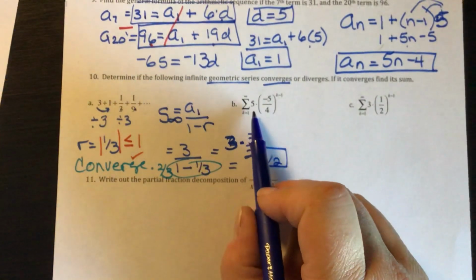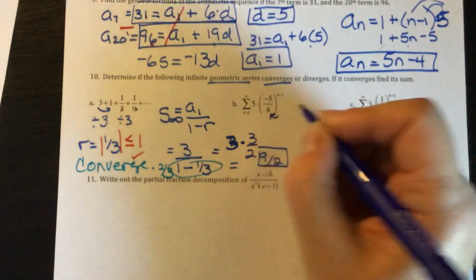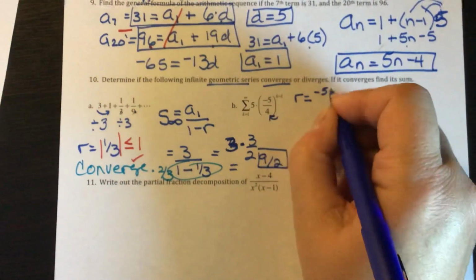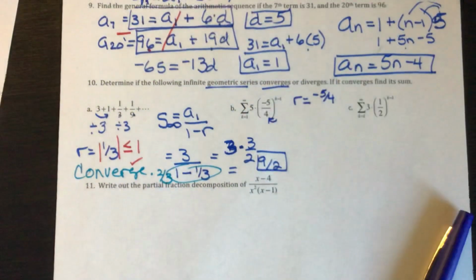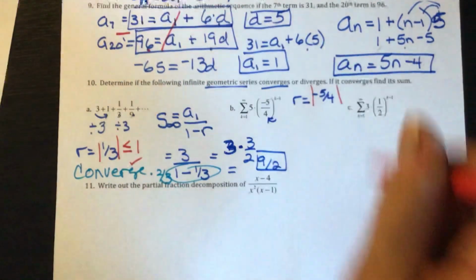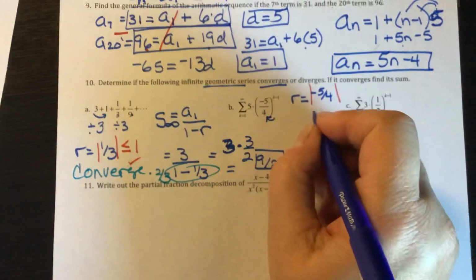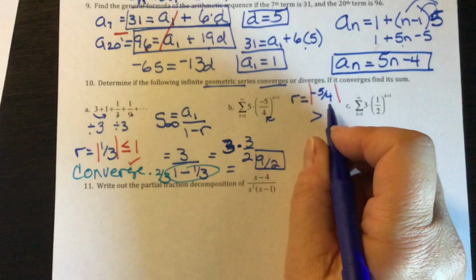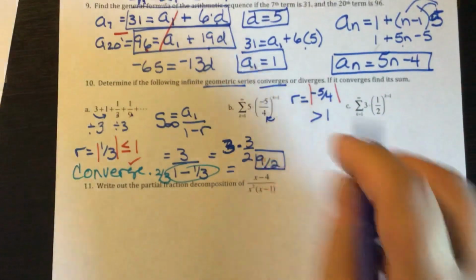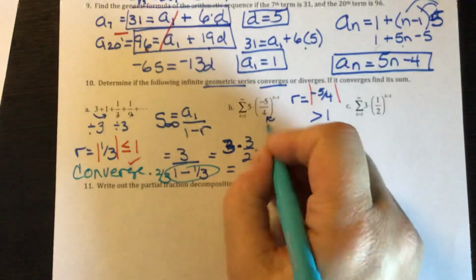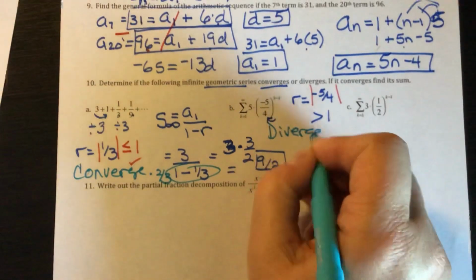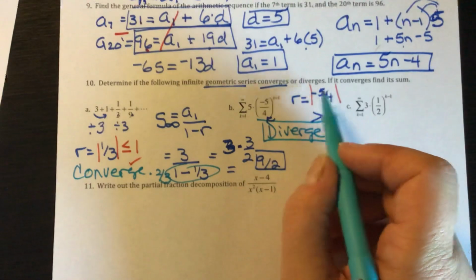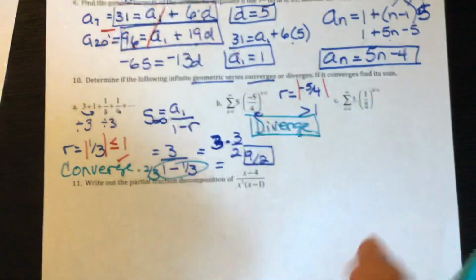This one, my common ratio is right here. So my ratio is -5/4, and this absolute value is greater than 1. So this is not going to converge, it's going to diverge. That means, in this case, because it's negative, it's going to go to -infinity.